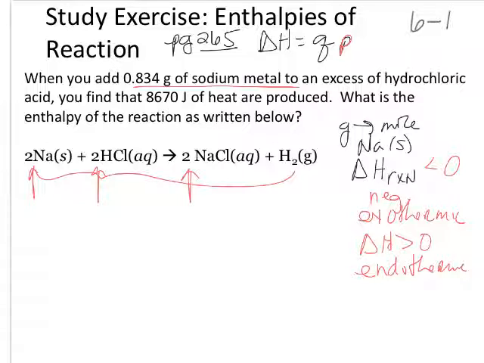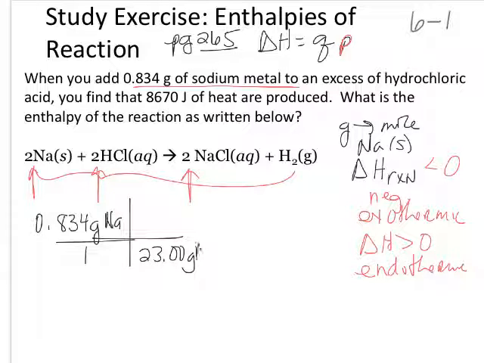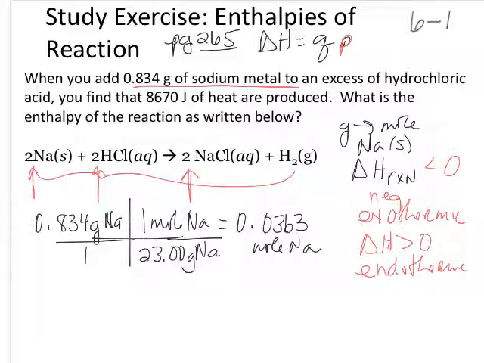Now, for this reaction, you basically want to convert 0.834 grams of sodium metal into moles. And so you look at the periodic table and you see that 23.00 grams of sodium equals 1 mole of sodium. And then that gives you 0.0363 mole of sodium.